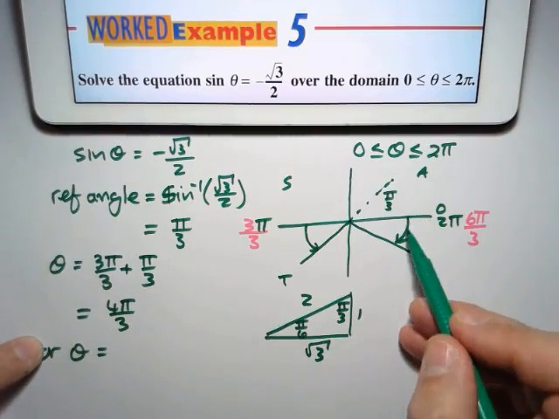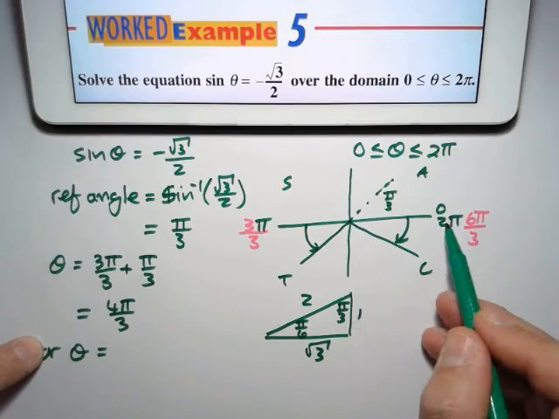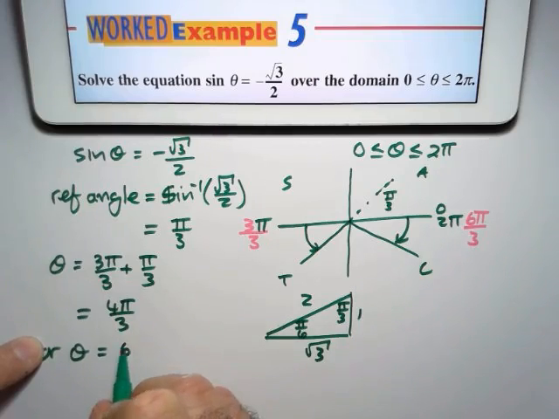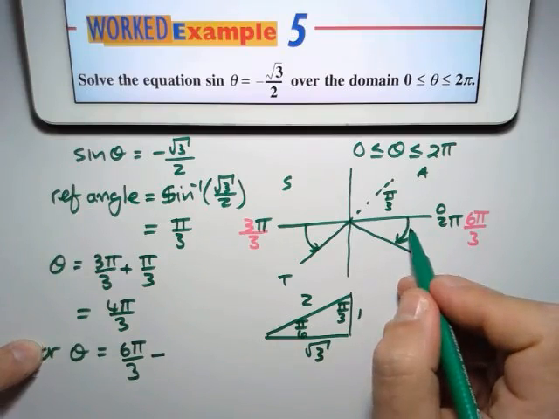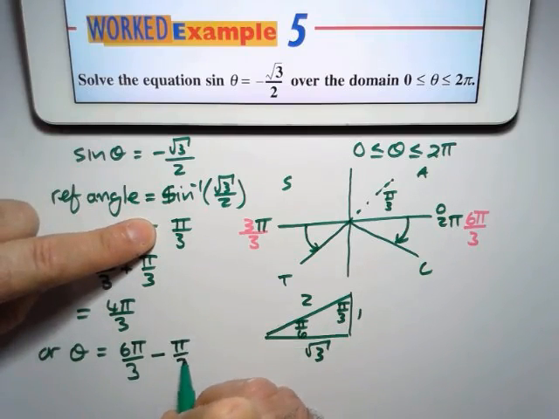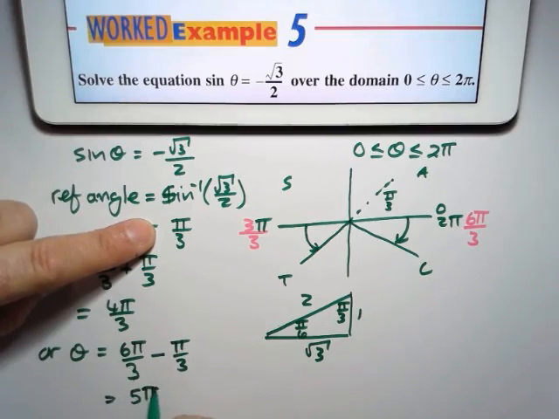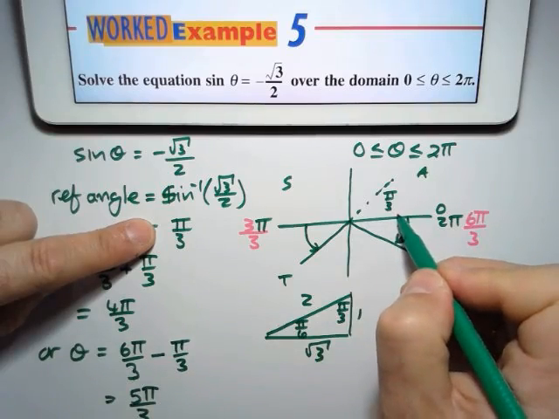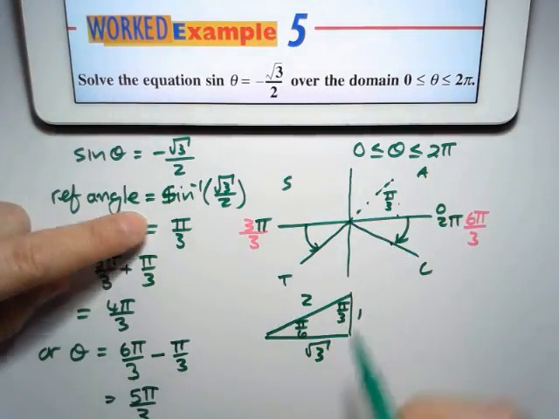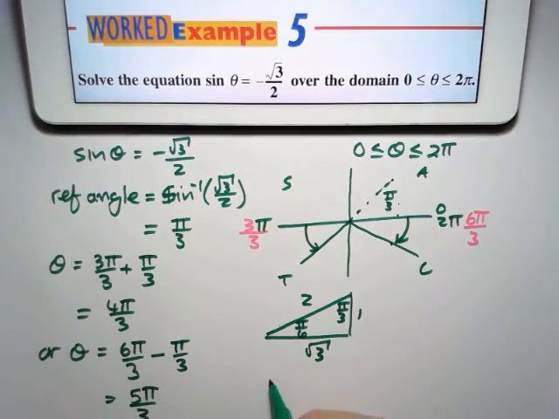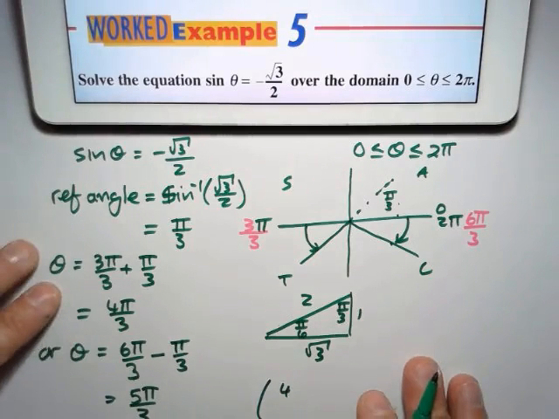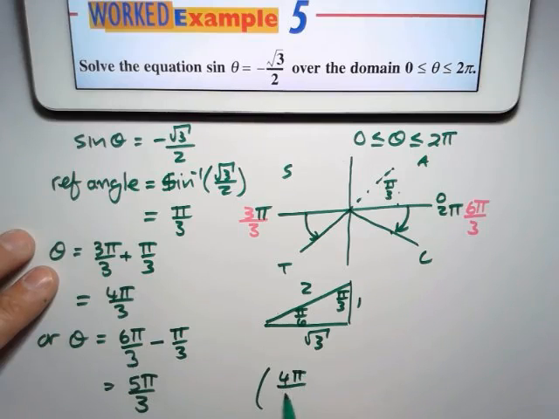Or theta equals, in my fourth quadrant, I'm coming into the negative direction. I'm starting with 2 pi, which is 6 pi over 3. I'm coming back into the negative direction, so it's take away my reference angle of pi over 3. So 6 pi over 3, take away 1 pi over 3, will leave us with 5 pi over 3, which will be the angle from there all the way around to there. So two answers, 4 pi over 3, 5 pi over 3.